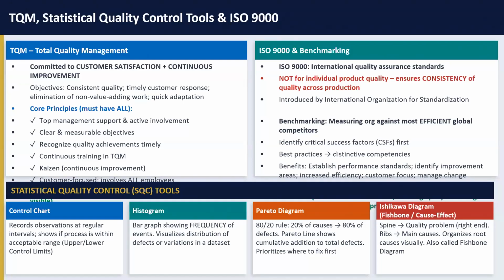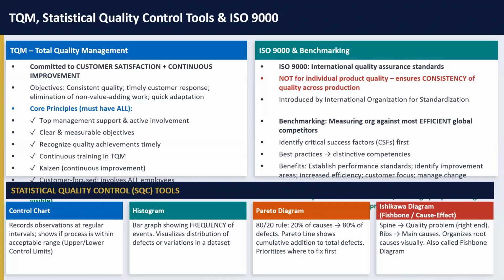Then comes benchmarking. Benchmarking we know already. It's holding the best performance in our industry as a benchmark, as a comparative index, and we will focus on reaching there. That's benchmarking. Here we need to identify the critical success factors. We should involve the best practices through the distinctive competencies. Then we should establish performance standards, identify the improvement areas, increase efficiency, customer focus, and manage change. That means all it takes to remain at the top, we will have to do all those activities.